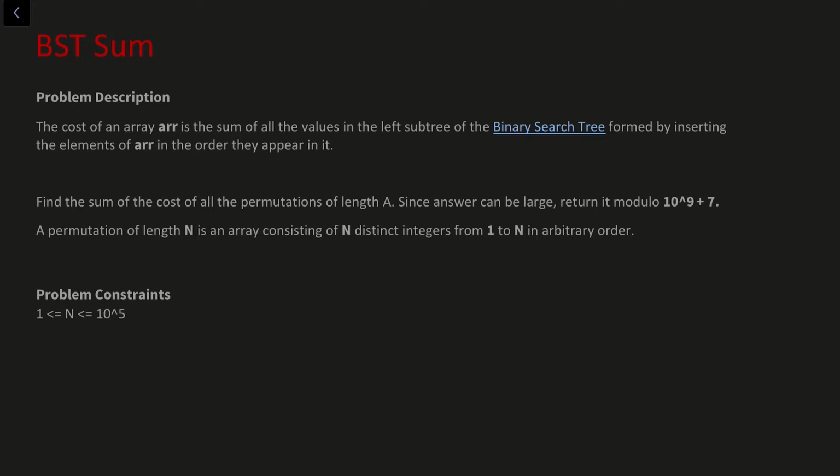The problem description states that the cost of an array ARR is the sum of all the values in the left subtree of the binary search tree formed by inserting the elements of ARR in the order they appear in it. Find the sum of the cost of all the permutations of length A. Since the answer can be large, we need to return it modulo 10 raised to power 9 plus 7. A permutation of length n is an array consisting of n distinct integers from 1 to n in arbitrary order. The problem constraints are n can vary from 1 to 10 raised to power 5.